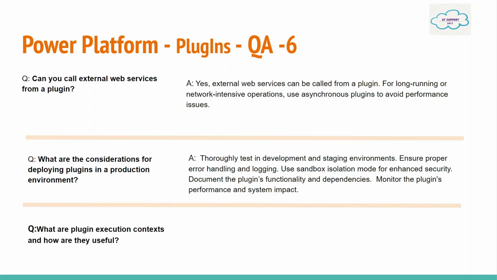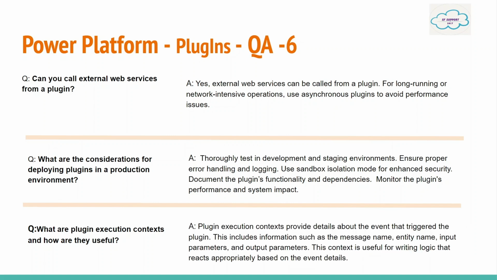Question: what are the plugin execution contexts and how are they useful? A plugin execution context provides details about the event that triggered the plugin. This includes information such as the message name, entity name or table name, input parameters and output parameters. This context is useful for writing logic that reacts appropriately based on the event details.